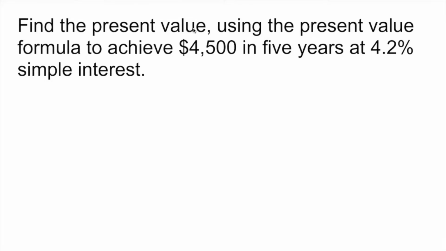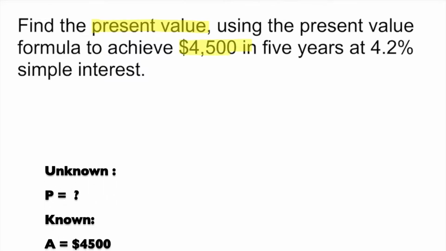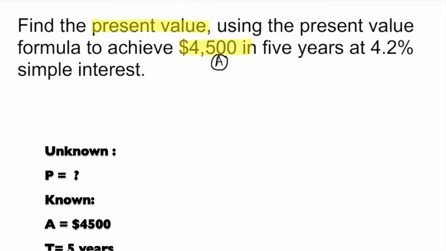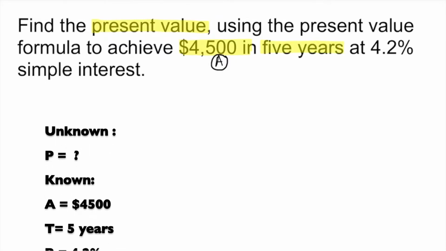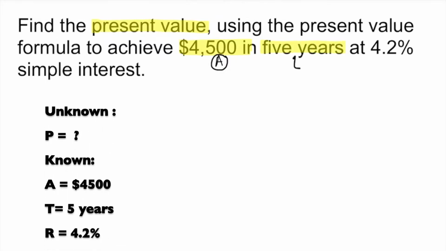Find the present value using the present value formula to achieve $4,500 in 5 years at 4.2% simple interest. So the question is asking for present value. This is the unknown value, the present value, which is P. Let's take a look at what the known values are. The known value in this case is 4,500, which is the amount. And also the 5 years is given, which is T.